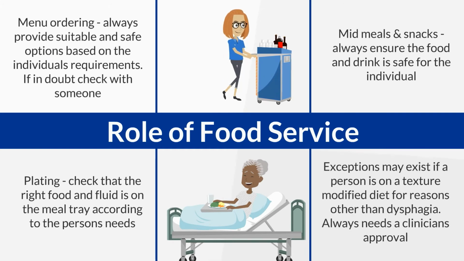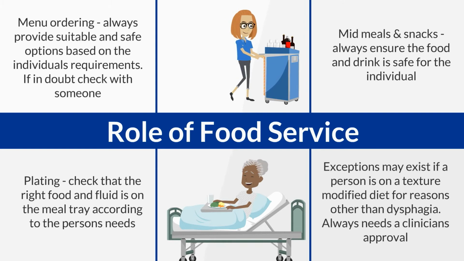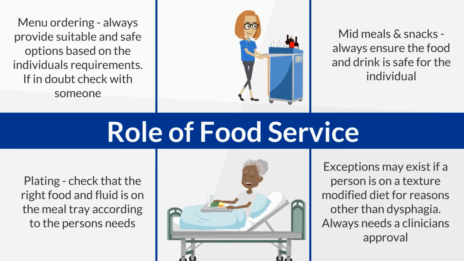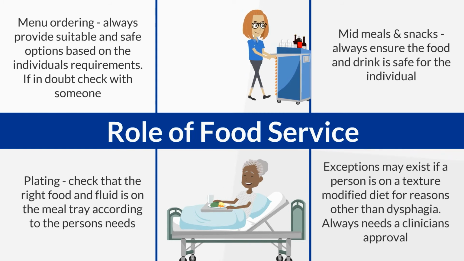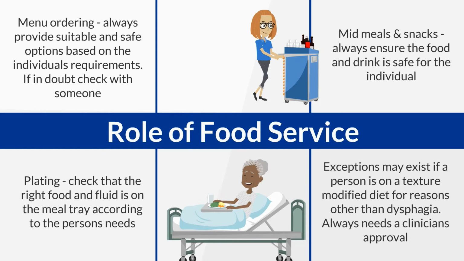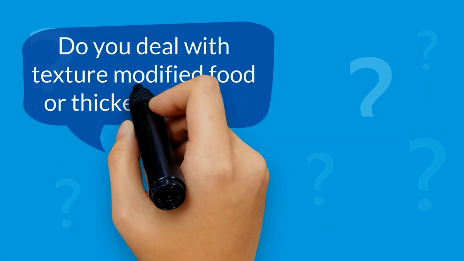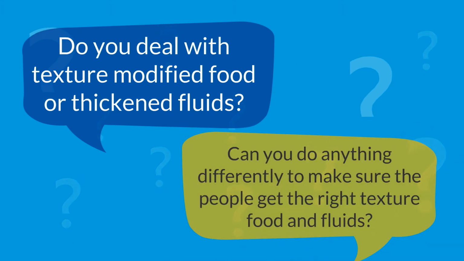There will be some instances when a person can have food and drink of different texture or consistency. For example, when it's prescribed for reasons other than dysphagia or during palliation. However, this should always be approved by a clinician. Think about your job. Do you have to deal with texture-modified food and thickened fluids? Can you do anything differently to make sure that people get the right food and fluids?